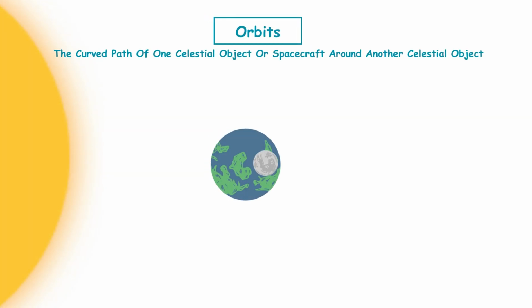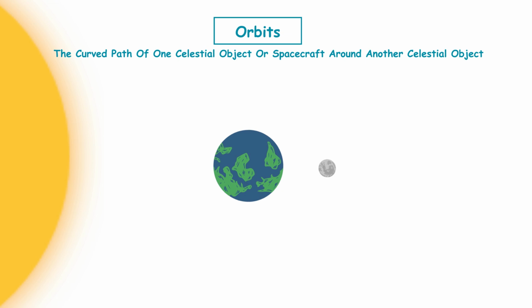Today we're going to take a quick look at orbits. An orbit can be described as the curved path followed by one celestial object or spacecraft as it moves around another celestial object due to gravitational attraction. For example, this could be the Earth moving around the Sun, or the Moon moving around the Earth.